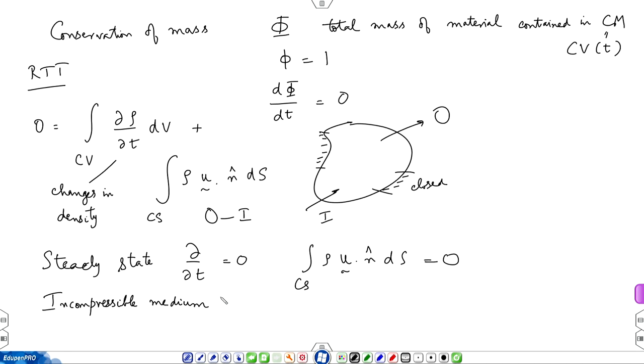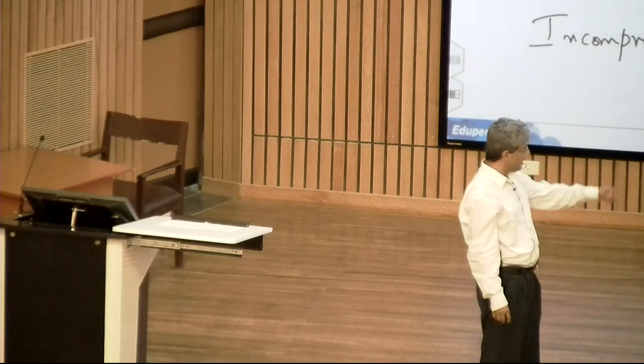So, like a liquid medium, if it is incompressible, then density is constant, then the time derivative anyway is 0. And in the second integral, you can take rho out and you get the conservation of mass equation. This rho is dropped. So, just take it out of the integral sign, you get a simpler equation: integral of u dot n ds equal to 0.